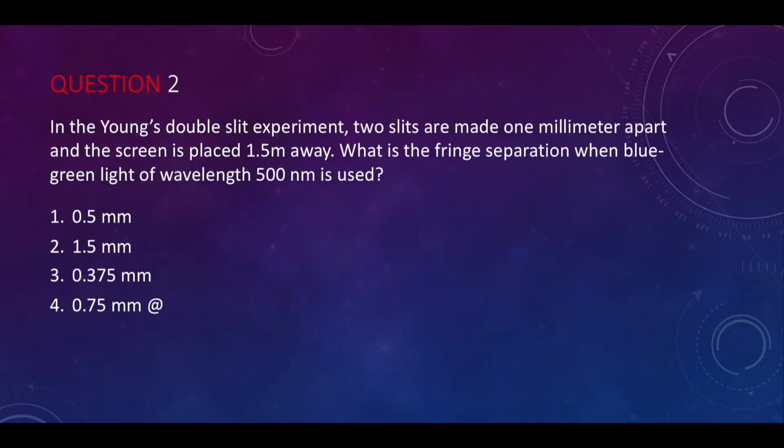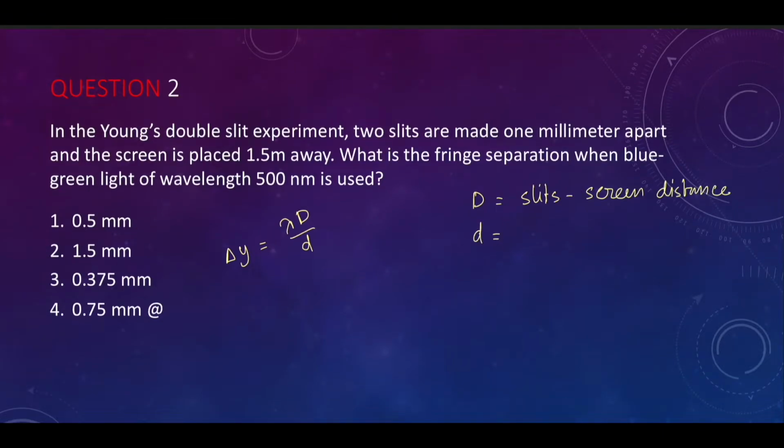Question 2. In the Young's double slit experiment, two slits are made 1 millimeter apart and the screen is placed 1.5 meters away. What is the fringe separation when blue-green light of wavelength 500 nanometer is used? We know that the fringe width delta y is lambda D divided by d, where D is the distance between the slits and the screen.